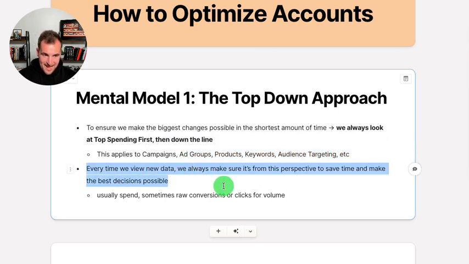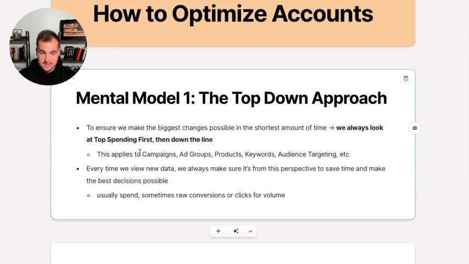So anytime you have to do anything in terms of any view, so it could be the campaign, ad group, keyword, right? Sort it by cost, sort it by conversions, sort it by click volume, sort it by impressions. Doesn't matter what you sort it by. I lean towards spend, clicks, and conversions, but you could do impressions if you want to see what's actually happening the most. And optimize top down, right? Save your time, focus on the biggest changes possible.